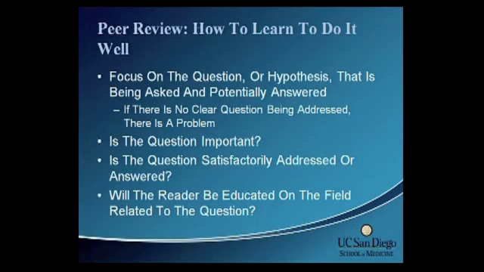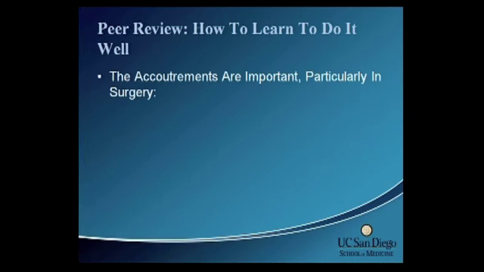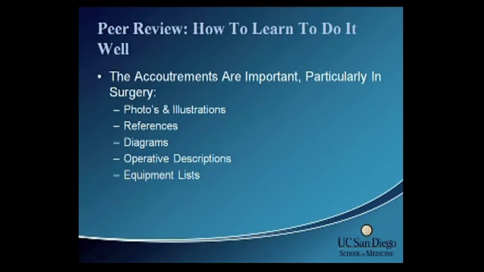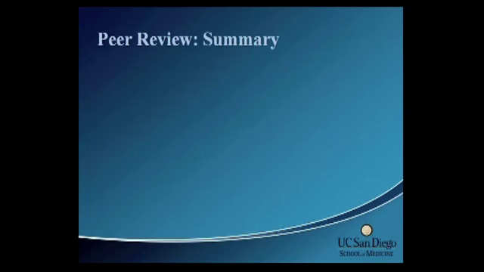And I tell my residents that if they want to pass their boards, the best way to do it is to read 3 articles a day throughout their entire residency. If they do that, they will be ready for the boards in terms of their basic knowledge. But it's because in each of the manuscripts, they should be educated about that piece of the field. So in surgical articles, the accoutrements are also very important. The photos, the illustrations, the references, the diagrams, the operative descriptions, the equipment lists. These are uniquely important, I think, in the surgical literature.